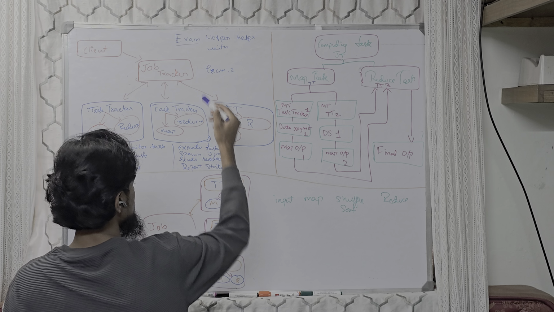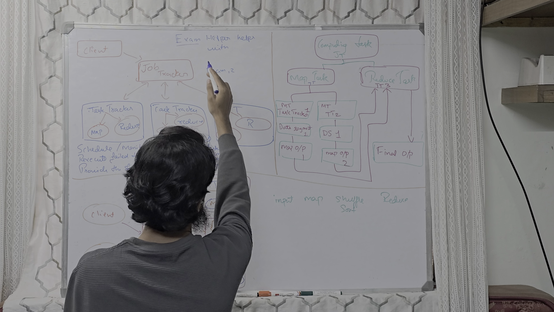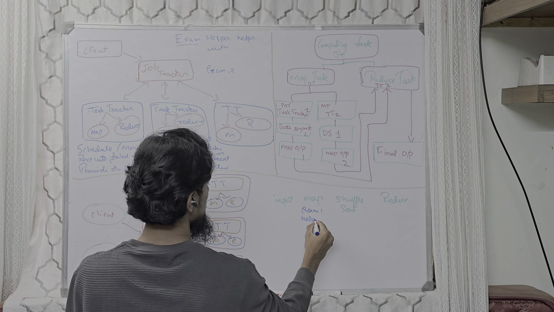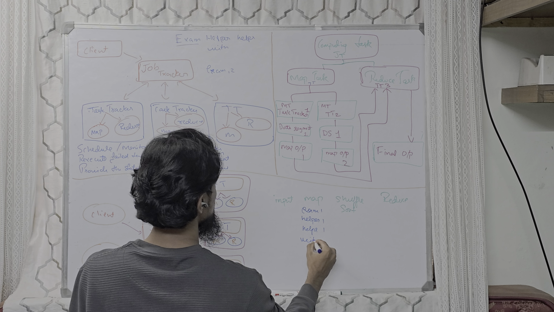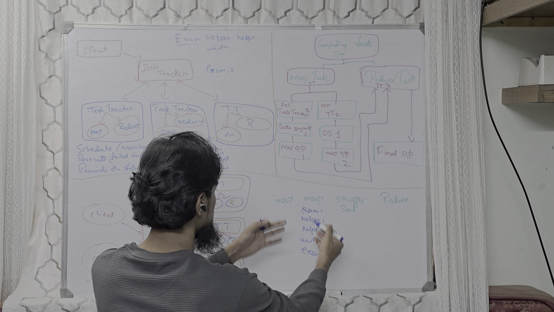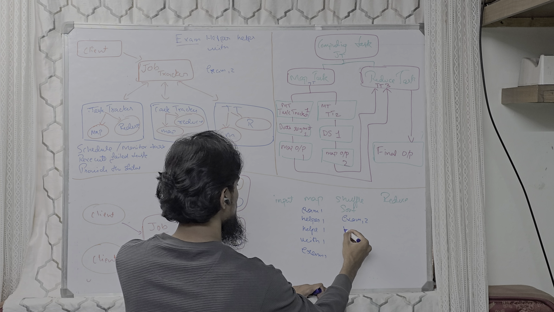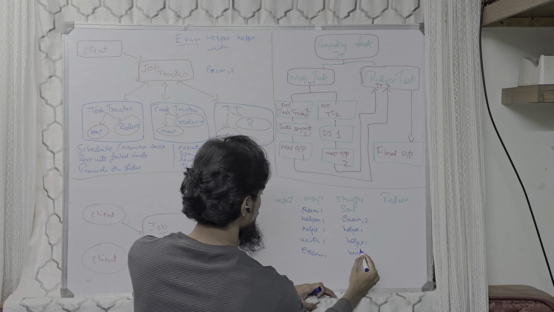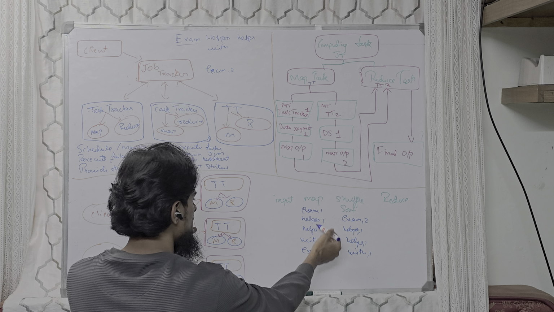So here is the actual word count example. The same way, I said: exam helper helps with exam. First it will write exam 1, helper 1, helps 1, with 1, exam 1. Then shuffle and sort will happen, and it will be like exam 2, helper 1, helps 1, with 1. Actually I shuffled in alphabetical order, but anyway it's the same.